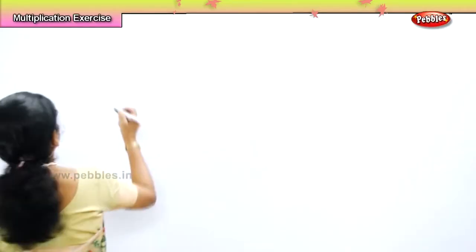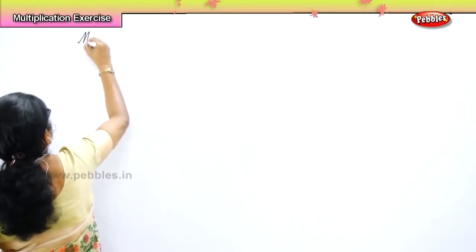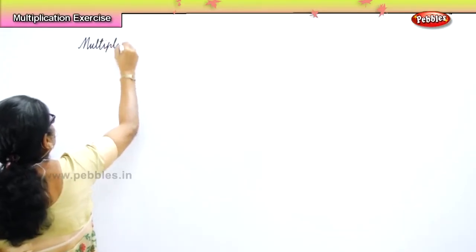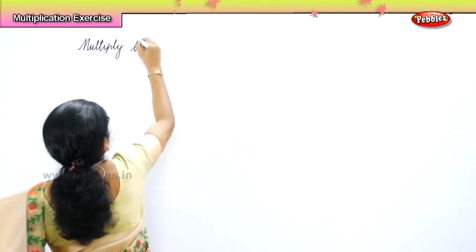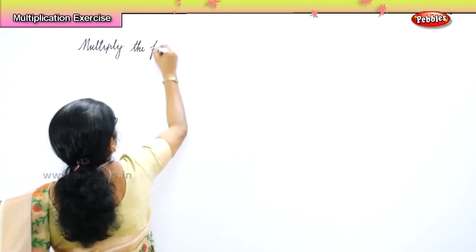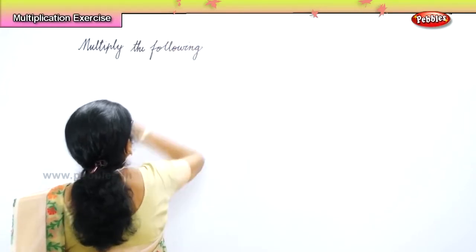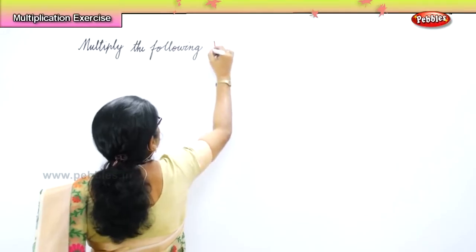Now let us learn the simple multiply. If I give you two numbers, multiply the numbers. Simple way. Okay? That's what we are going to do. Multiply the following. And the multiplication sign is this.